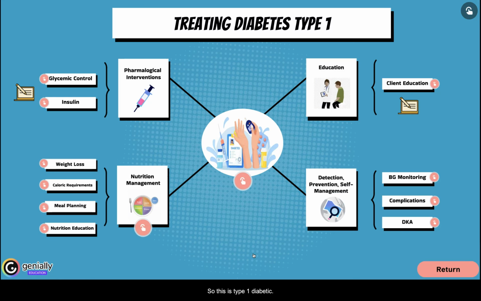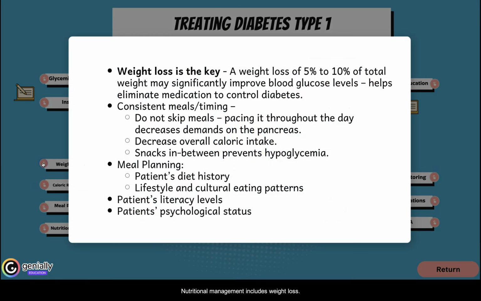So this is type 1 diabetic. We talked about pharmacological intervention, maintaining blood sugars, insulin. Nutritional management includes weight loss. We want to make sure that the patient loses weight. Weight loss of 5 to 10% of total weight may significantly improve blood glucose levels. It helps eliminate medication to control diabetes.